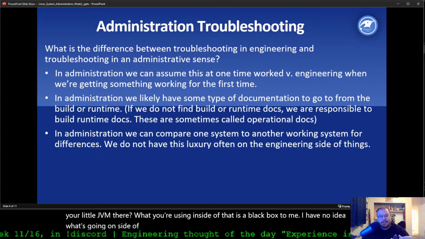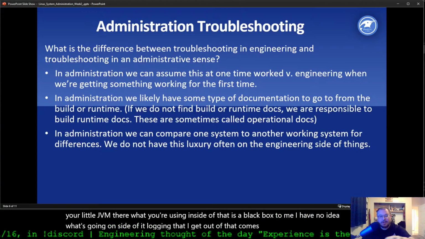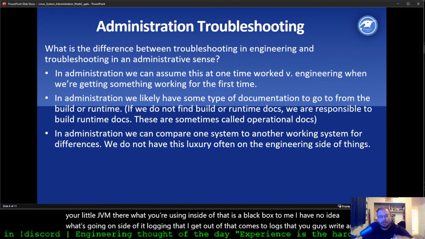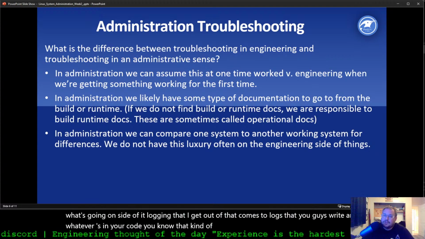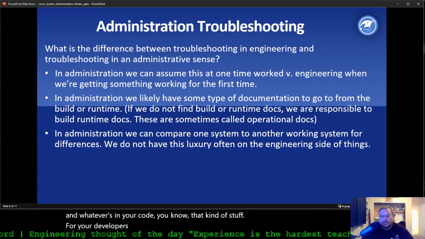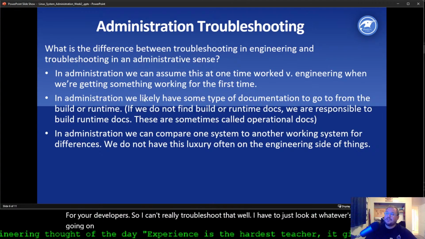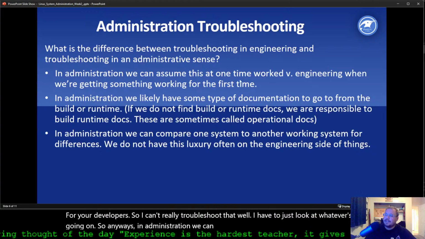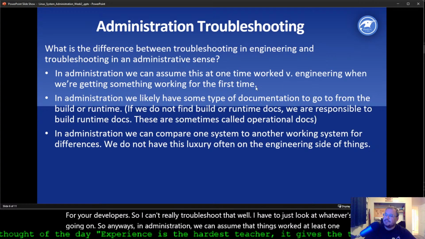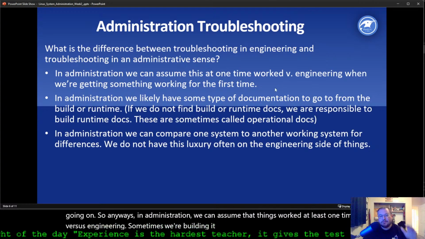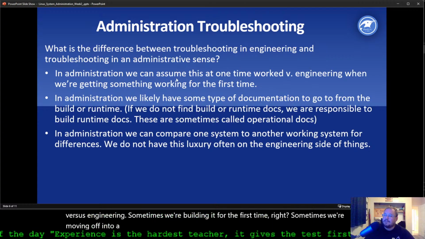Logging that I get out of that comes to logs that you guys write and whatever's in your code, that kind of stuff for your developers. So I can't really troubleshoot that well. I have to just look at whatever's going on. So anyways, in administration, we can assume that things worked at least one time, versus engineering, sometimes we're building it for the first time, right? Sometimes we're moving off into a space nobody's ever been in.